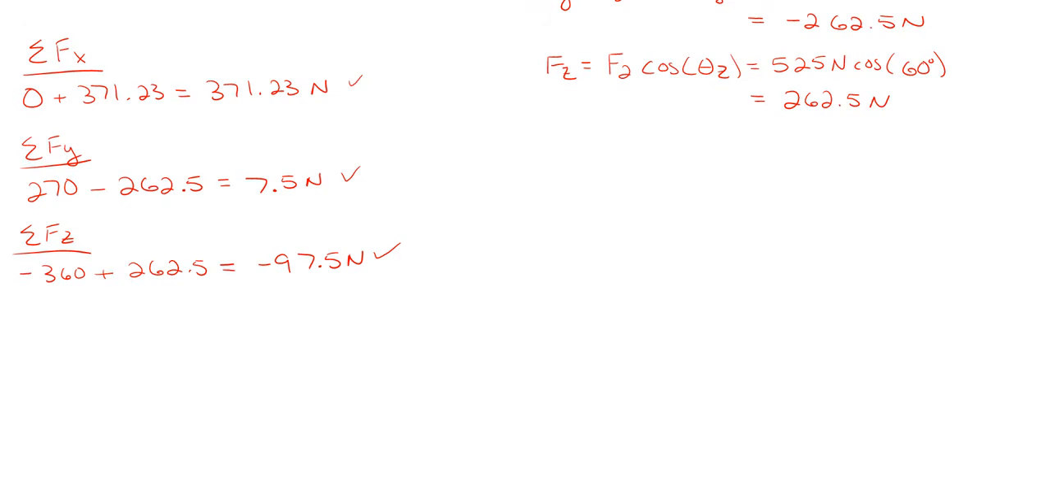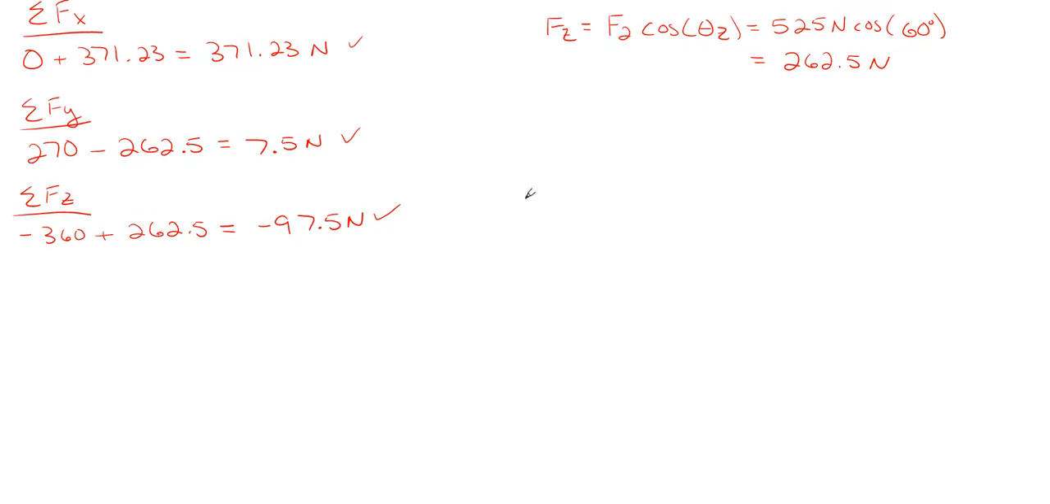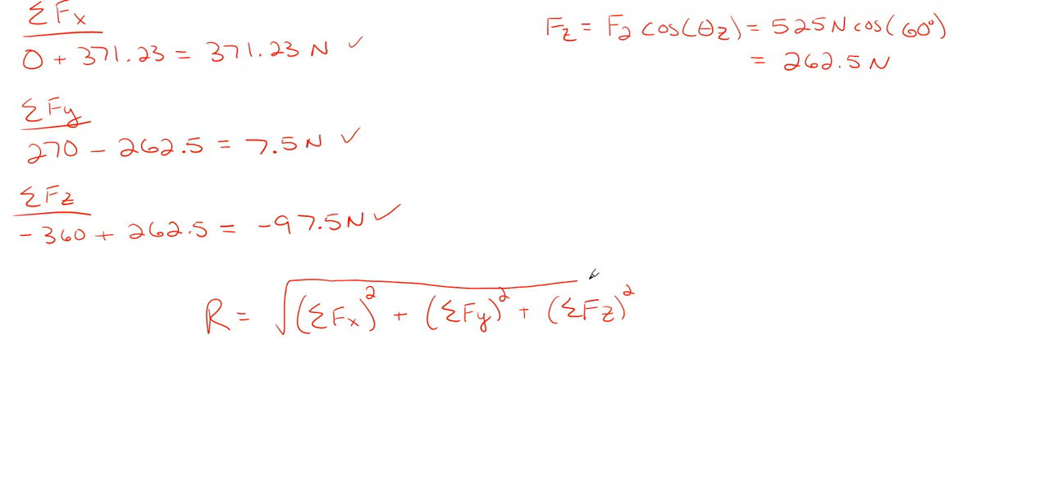So how do I get to my resultant force? Well, it is very similar to using the Pythagorean theorem, but now we're in a 3D model here. So my resultant force will be the total summation of my x's squared plus the total summation of my y's squared plus the total summation of my z's squared, and then all of that square rooted.